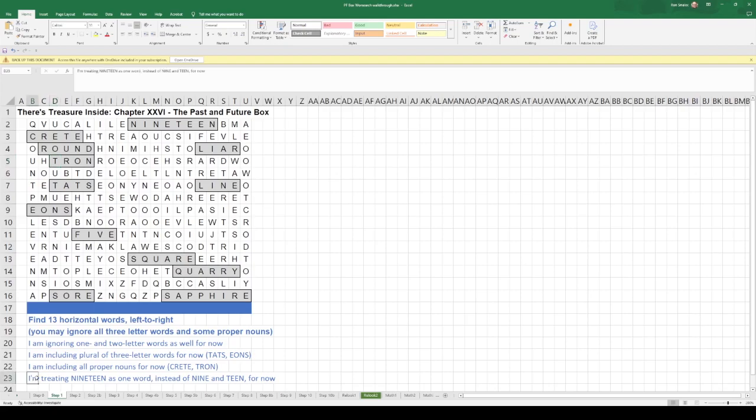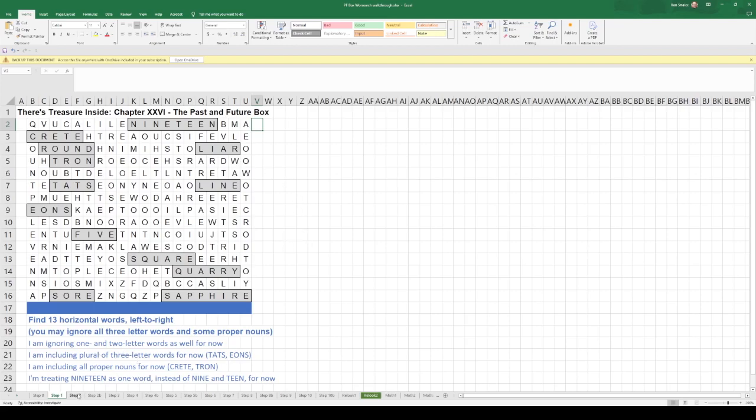Okay, and then for now, I'm treating 19 up here in the top as one word instead of 9 and teen, two separate words, or counting all three words. I'm just counting it as one big word. So I'm essentially already making an assumption that words in a horizontal left to right cannot overlap. Each letter can only be used once within the horizontal left to right construct.